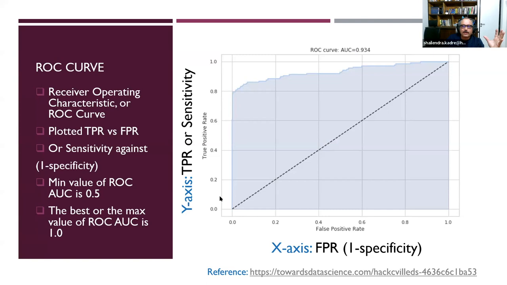Then we have something called the ROC curve. The ROC curve is nothing but you plot the false positive rate, which means 1 minus specificity, on the x-axis, and on the y-axis you plot the true positive rate or sensitivity. Once we plot this, you get this kind of shaded area graph. So you will ask how to read it.